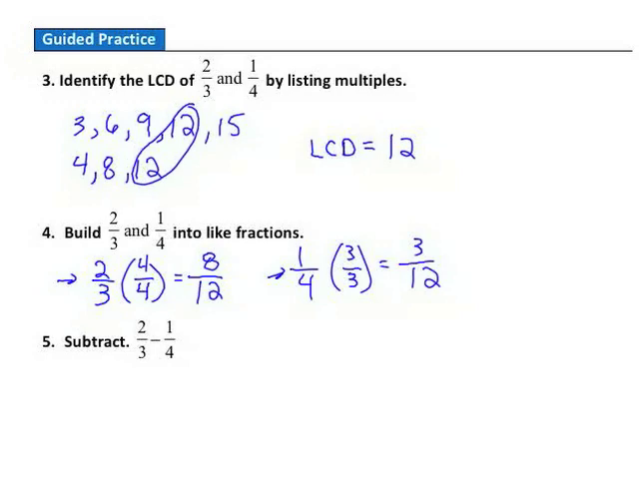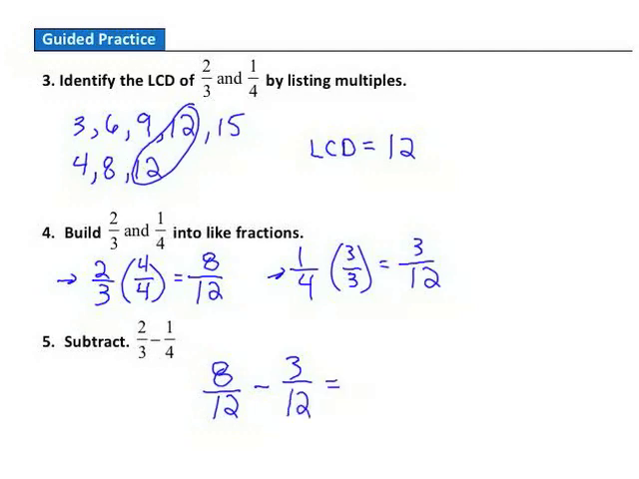Question 5. Subtract 1/4 from 2/3. Well, we can't subtract these fractions as they stand. They don't have the same denominators or common denominators. But we can replace them with our new like fractions that we built in question 4. So let's see. 2/3, we're going to replace 2/3 with 8/12. That is a new equivalent fraction for 2/3. And we're going to subtract from that the new equivalent fraction for 1/4, which is 3/12.